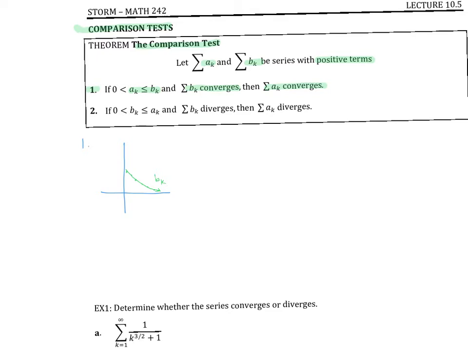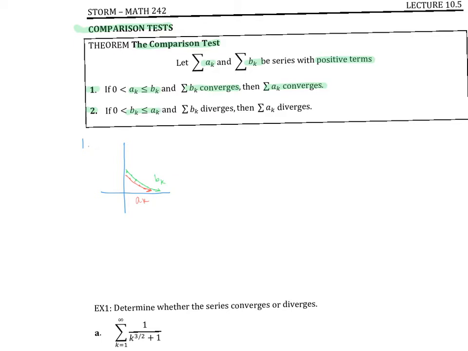Now a sub k is smaller than or equal to b sub k, so an example of an a sub k would be this following series in red, connecting the dots. You can see that if b sub k converges, it's forcing the smaller series a sub k to also converge. Let's look at criteria 2. Let's say that b sub k is less than or equal to a sub k.